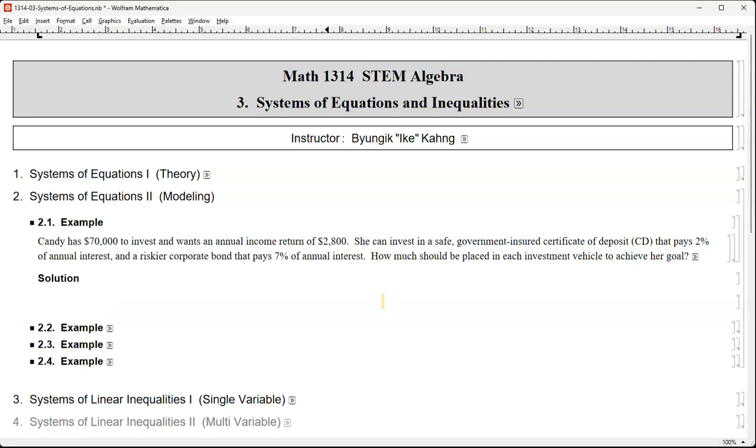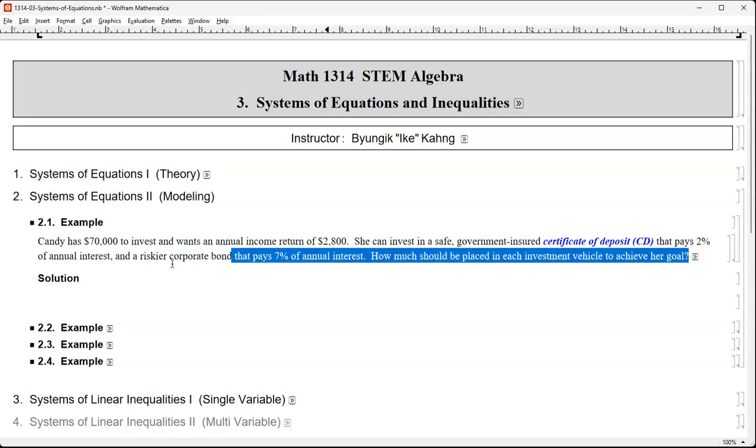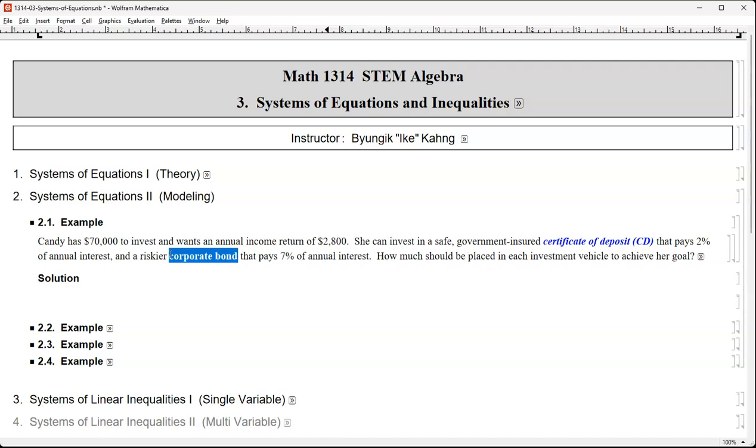Okay, were you able to set up this? Or do you need some hint? Well, okay, let's begin. CD, that's one option, and X is the CD. And corporate bond, that's the second option, and let's call it Y.